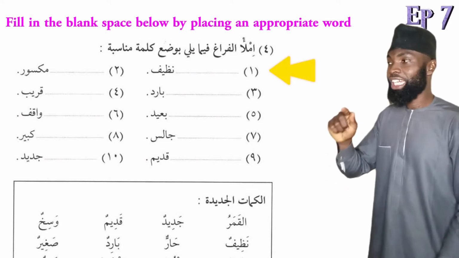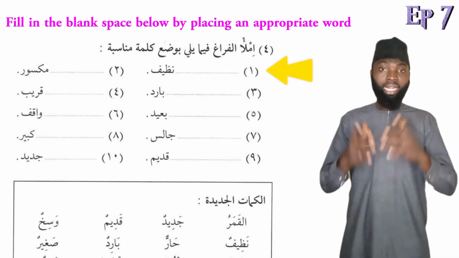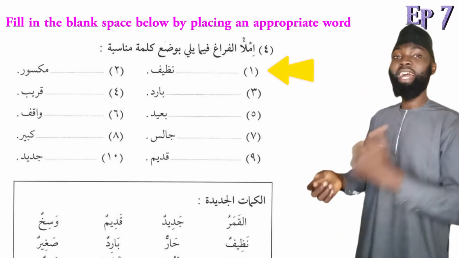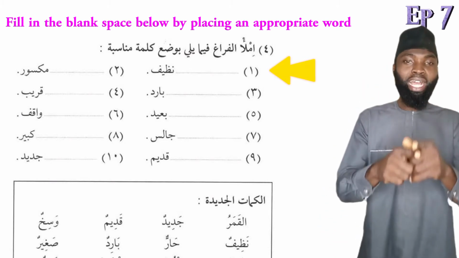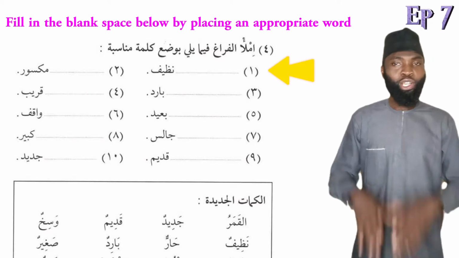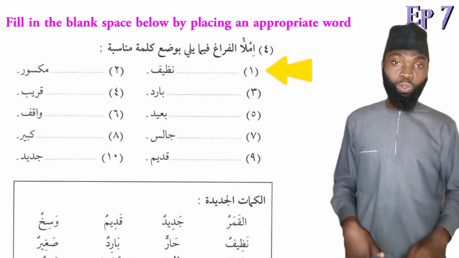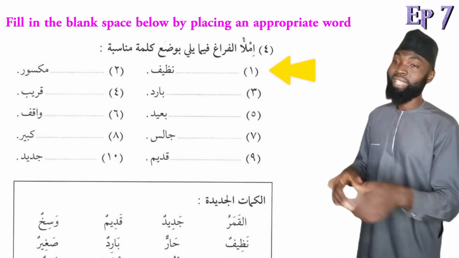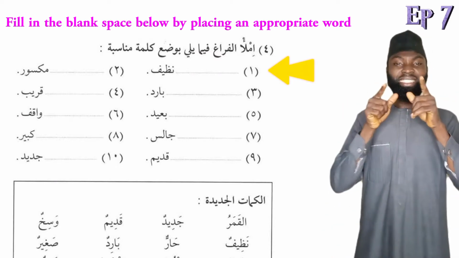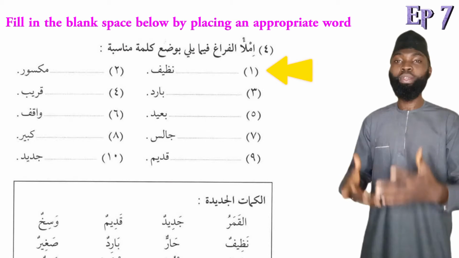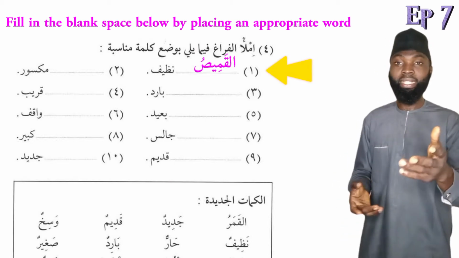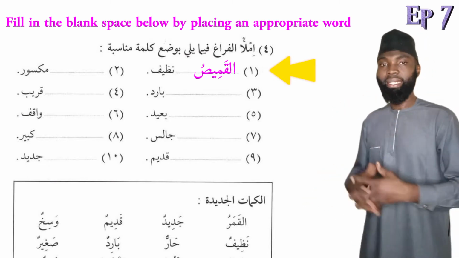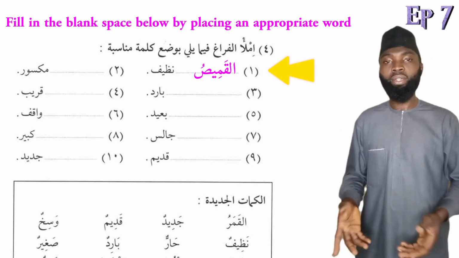The first one, we can see dash nazifun. What is nazifun? Nazifun simply means clean. Clean is an adjective, so it must be describing a noun. In the previous exercise, we were given the nouns and had to provide the adjectives, but here the adjectives are provided and they require the nouns. So what can we say is clean? There are a lot of things we can say. Al-qamisu nazifun, the shirt is clean.